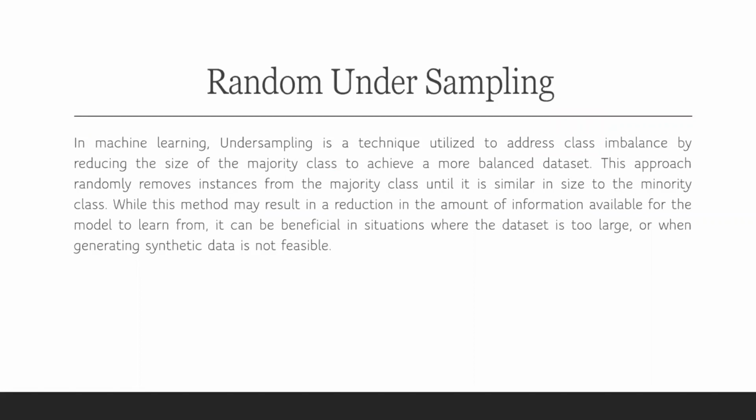Well, next we have random undersampling. In machine learning, undersampling is a technique utilized to address class imbalance by reducing the size of the majority class to achieve a more balanced dataset. This approach randomly removes instances from the majority class until it is similar in size to the minority class. While this method may result in a reduction in the amount of information available for the model to learn from, it can be beneficial in situations where the dataset is too large, such as in our case, or when generating synthetic data is not feasible.